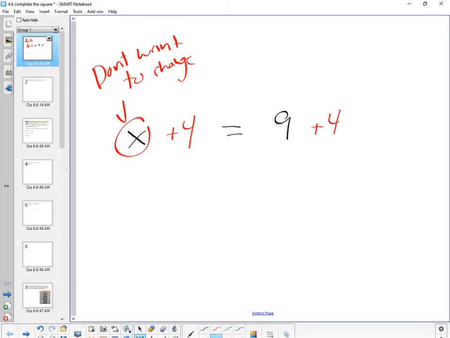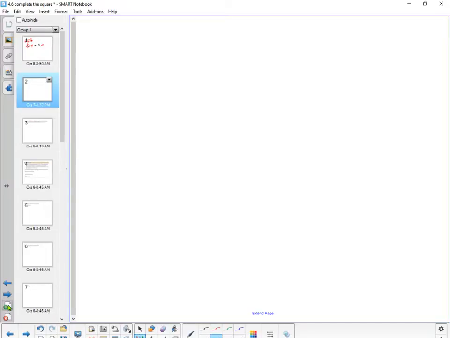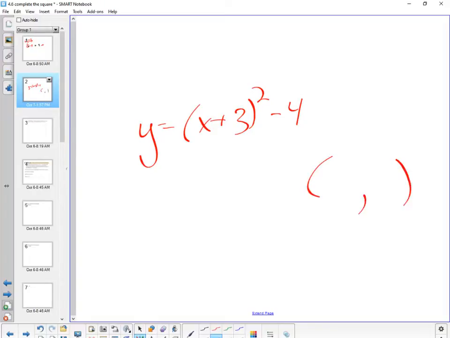No. Okay. Now, do you guys remember when we were doing quadratics? I said, hey, check this out. Here is y equals x plus 2. Let's not do x plus 2. Let's do y equals x plus 3 squared minus 4. Take a look at that. Where's my vertex at? Negative 3 what? 4. It's at negative 3 comma negative 4, right?